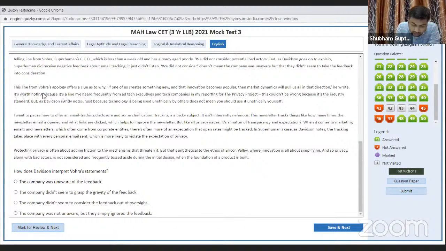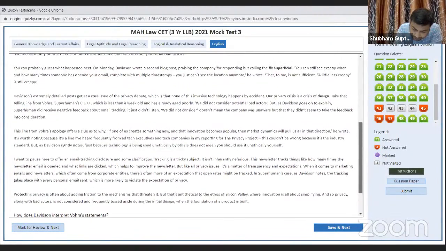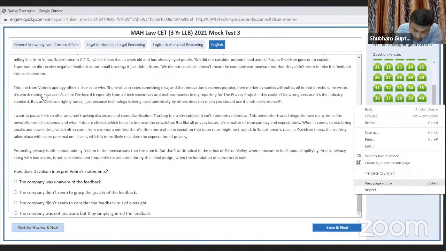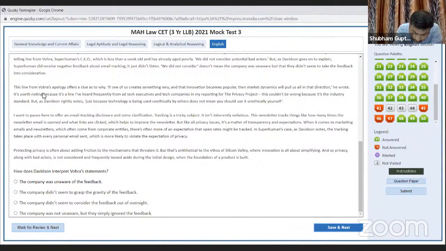So how does Davison interpret Vora's statement? He did interpret, right? The company is unaware of the feedback. So he was talking about something, unable, simply ignored. Did they simply ignore? Let's see. There was Davison. It just did not listen. Doesn't mean that the company was unaware. So "the company was unaware" is not the answer. So the first is not the answer.